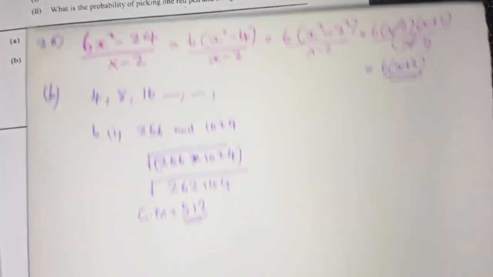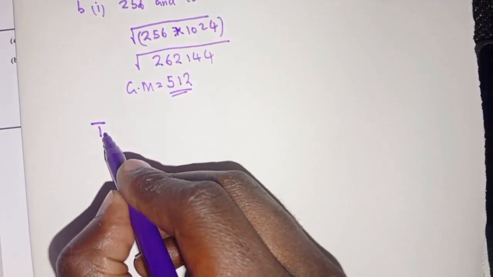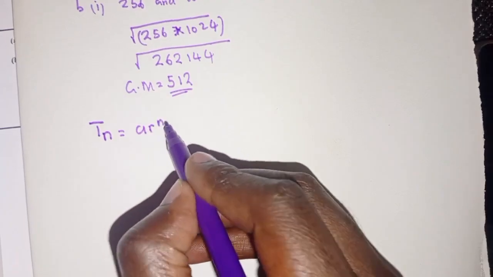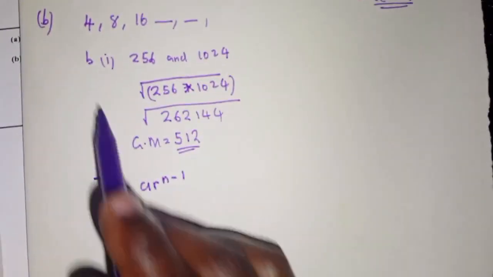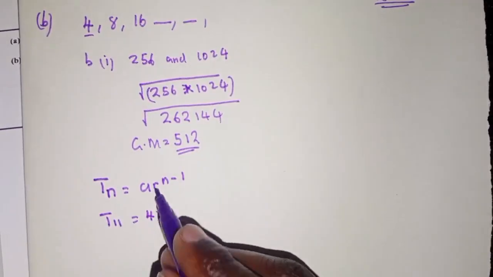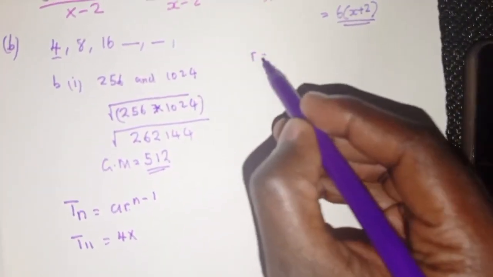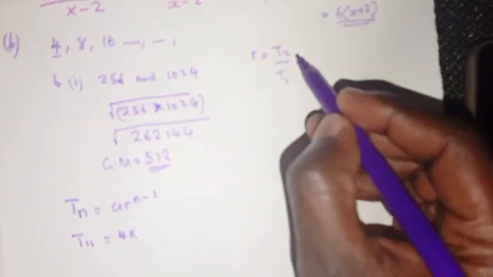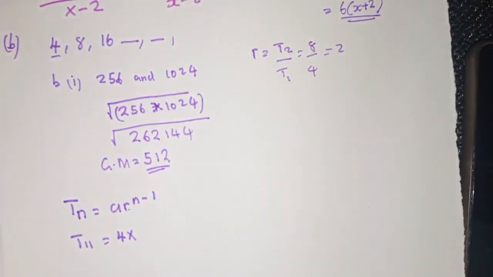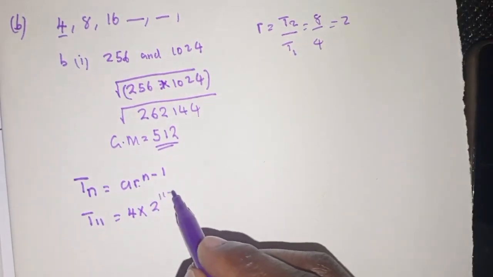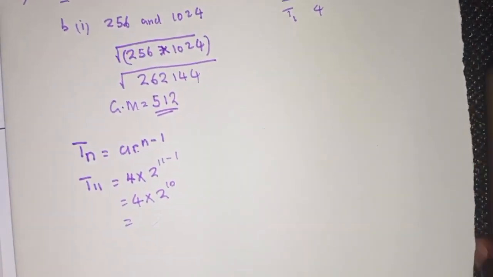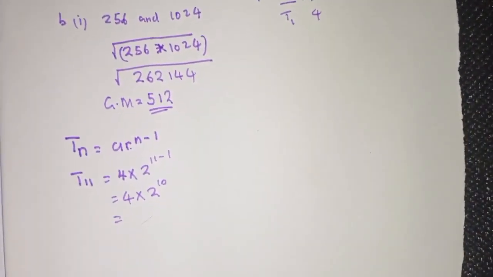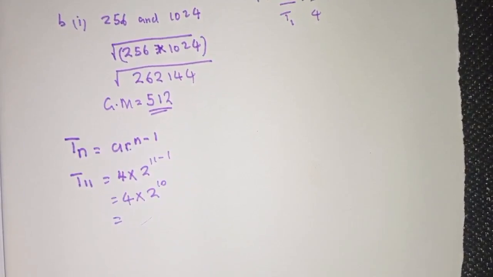Find the 11th term. So for the 11th term, we write term number 11 like this. The formula is a r to the power n minus 1. We're finding term number 11. a is the first term, so the first term is 4. That is 4 multiplied by r to the power 11 minus 1, where r is the common ratio. r is given by T2 over T1, 8 over 4, that is 2. So this will give us 4 multiplied by 2 to the power 10. Then we multiply 2 to the power 10 by 4.